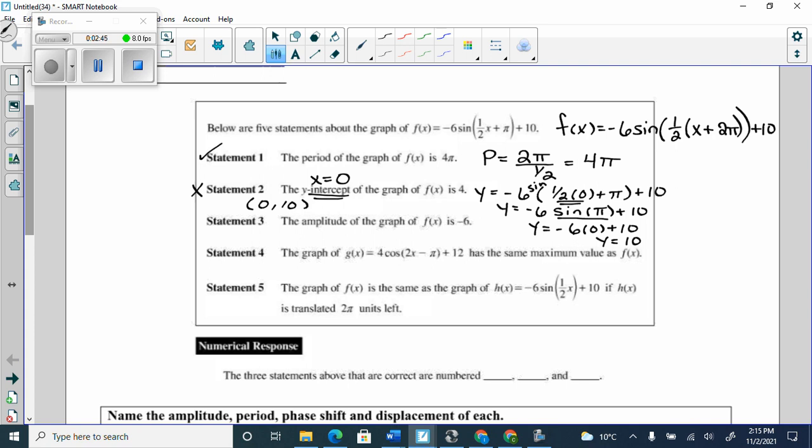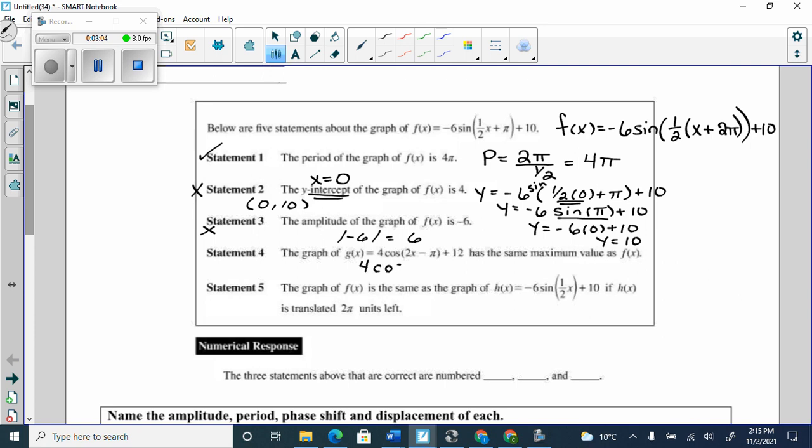The amplitude of the graph, can the amplitude be negative? Amplitude is a distance, so I don't even care what that says. It has a negative. It's totally wrong. But the amplitude actually would be the absolute value of negative 6, which is 6. So that's wrong.